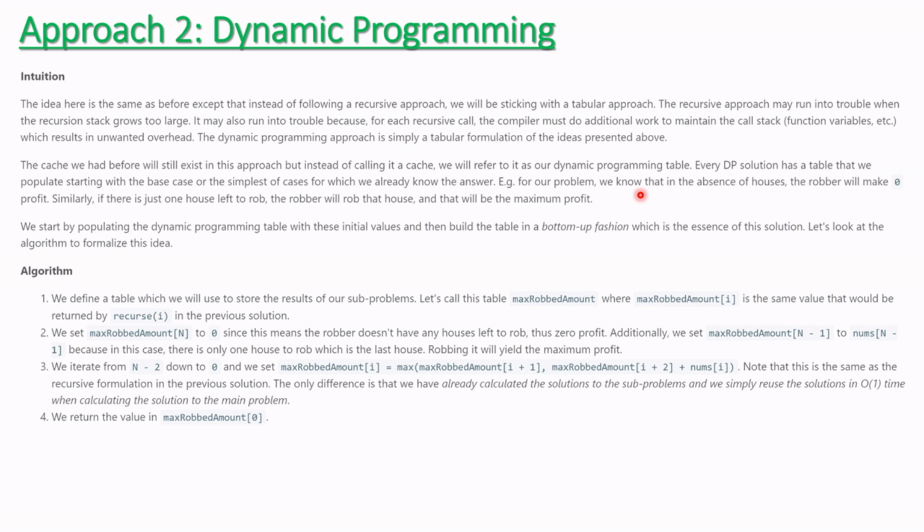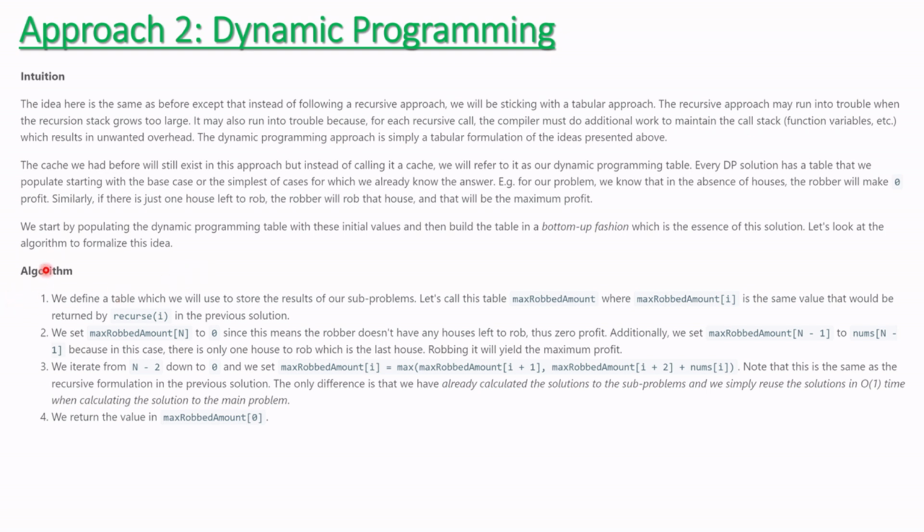For our problem, we know that in the absence of houses, the robber will make zero profit. Similarly, if there is just one house left to rob, the robber will rob that house and maximize the profit. So we start by populating the dynamic programming table with the initial values and then build the table in a bottom-up fashion, which is essential for the solution. So let's look at this algorithm and see the problem.